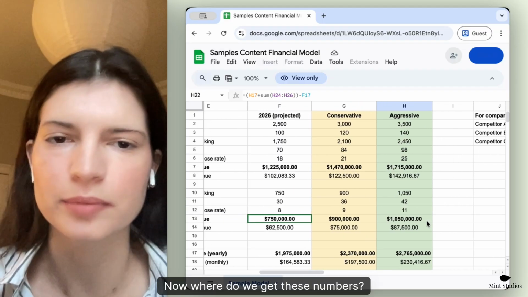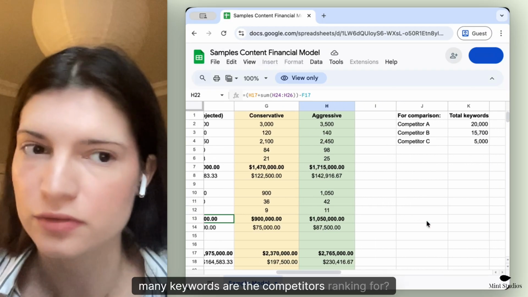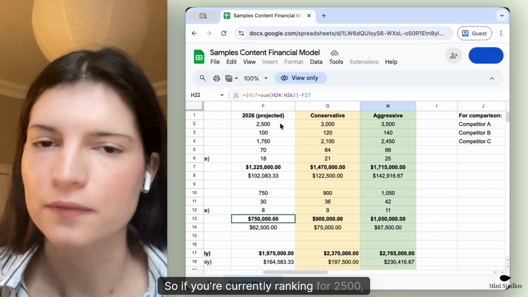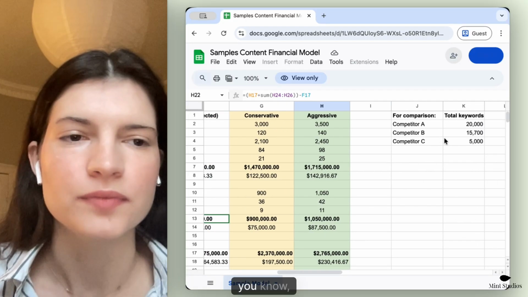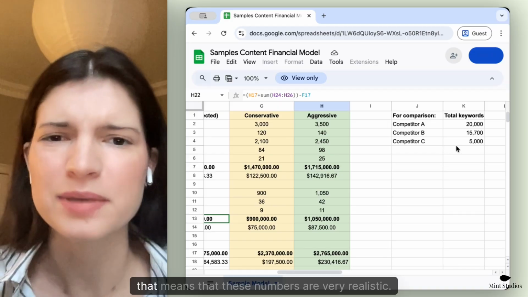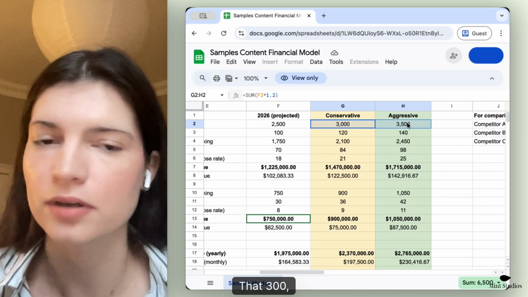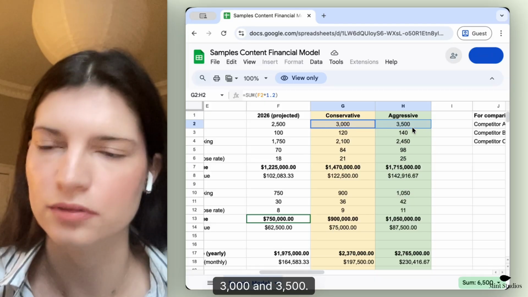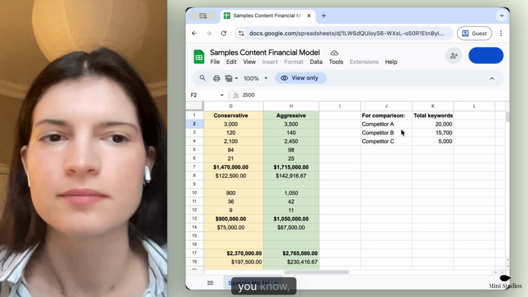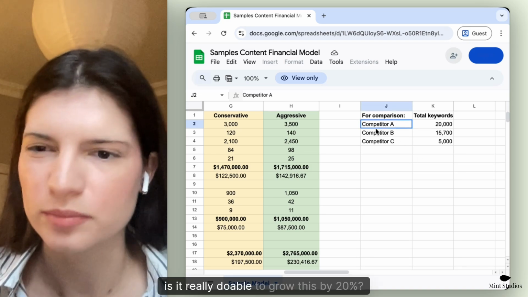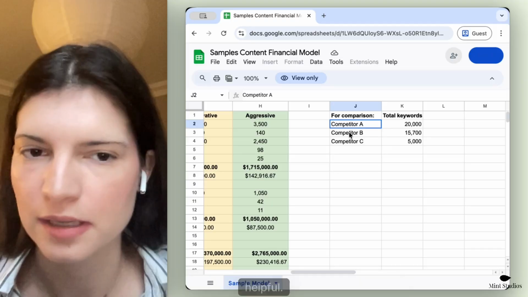Now, where do we get these numbers? Well, one thing that I like to look at is how many keywords the competitors are ranking for. So if you're currently ranking for 2,500, for example, and your competitors are a lot higher, that means that these numbers are very realistic. It's very possible. We can reach 3,000 and 3,500. But say you were already ranking for 50,000, then it's like, okay, is it really doable to grow this by 20%? So that's where looking at the competitors can be helpful.